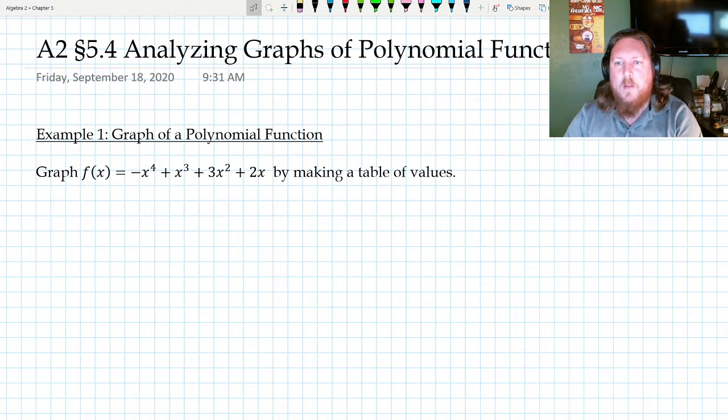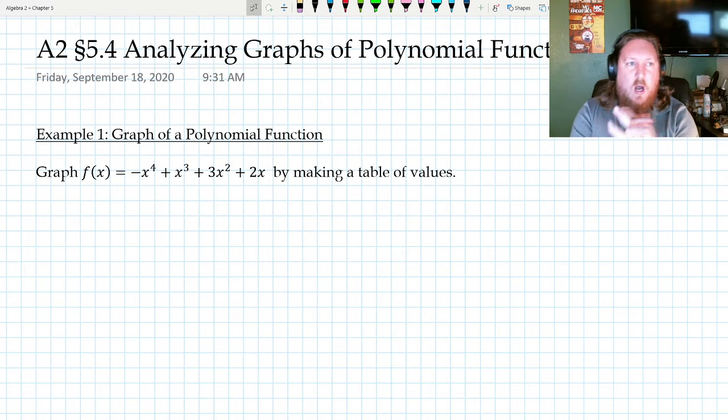Right now, we can talk about general trends of what the graph should look like, so we can draw a quick little sketch of it. But really the only way to graph these things is by using GeoGebra or making a table of values. And I'm going to do a combination of those things.